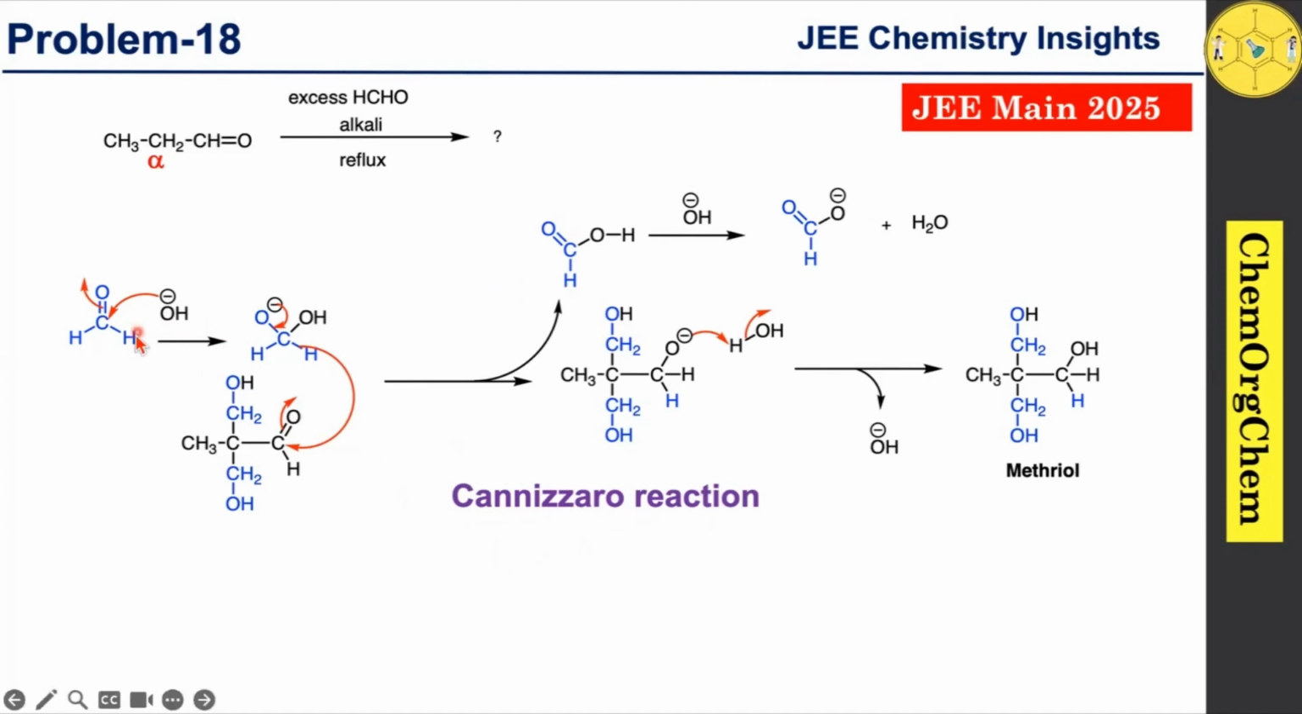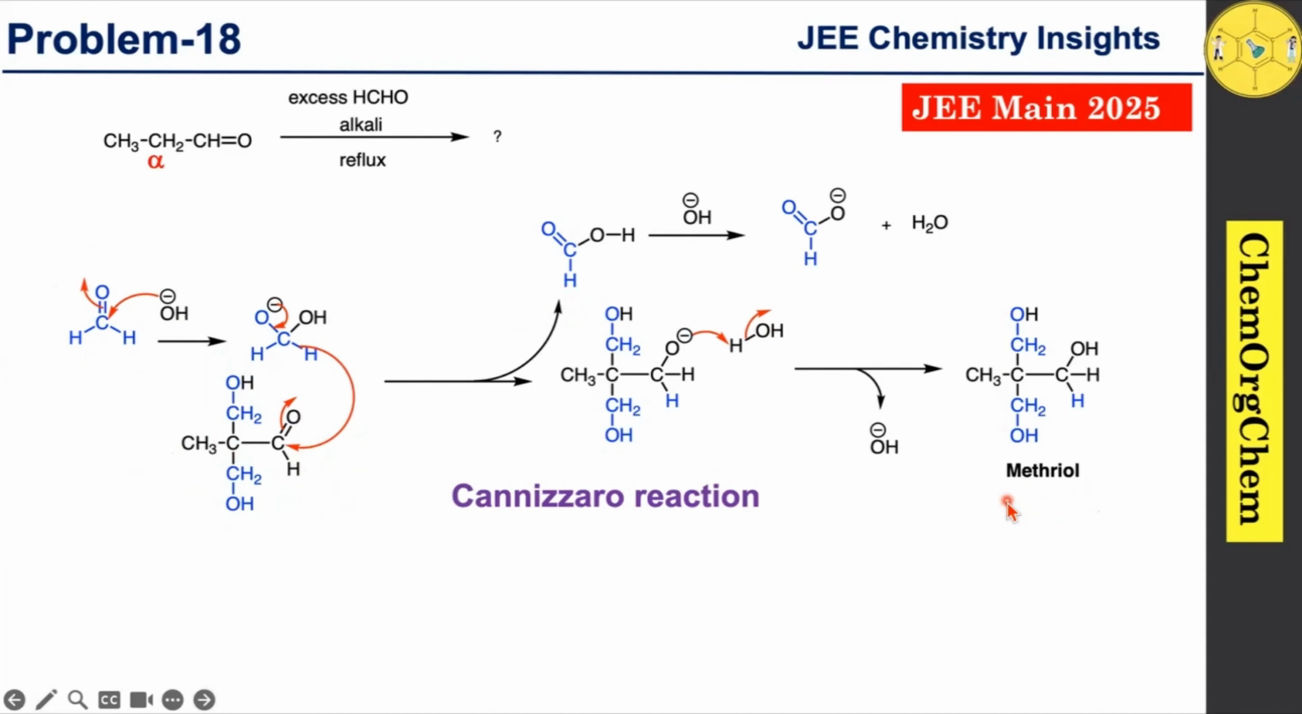Now come to our reaction. Here you see formaldehyde, which doesn't have any alpha hydrogen atom. The intermediate aldehyde has an alpha carbon but doesn't have alpha protons. Therefore here formaldehyde is oxidized, while the intermediate aldehyde is reduced, which produces this material as the final product.